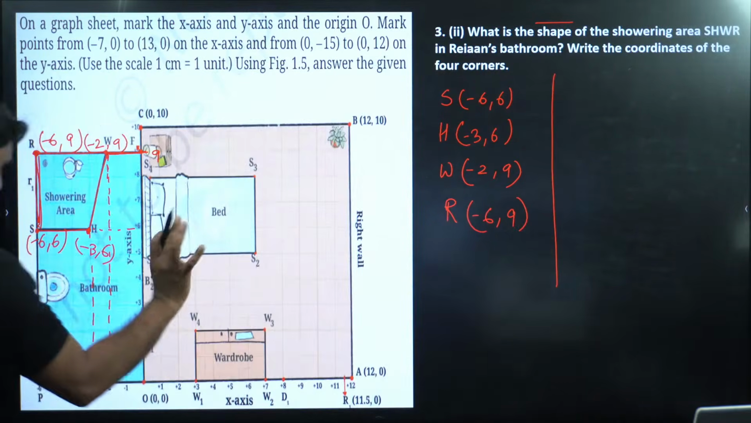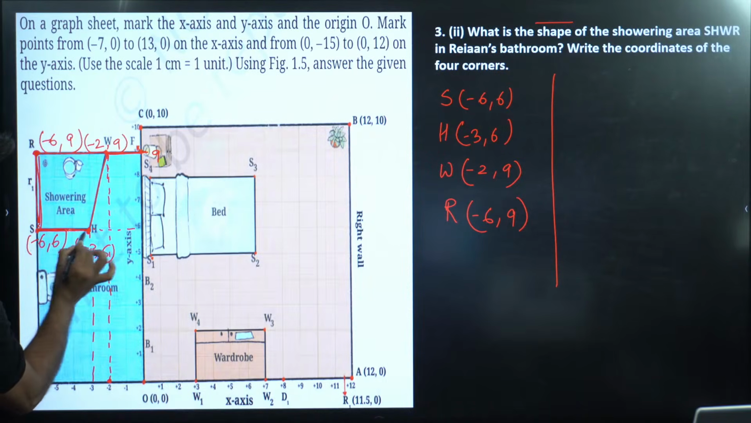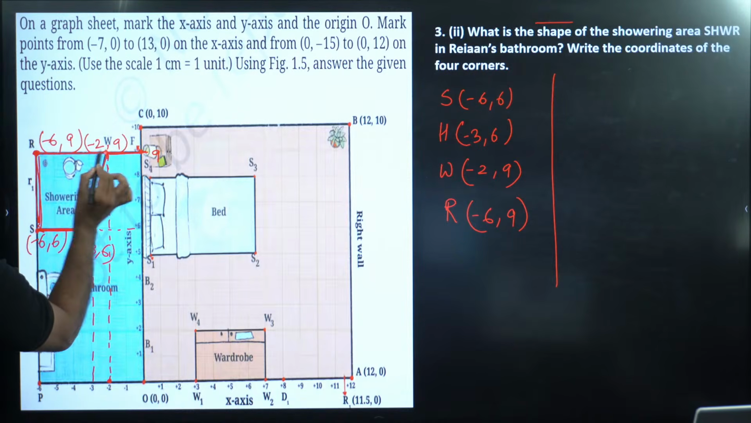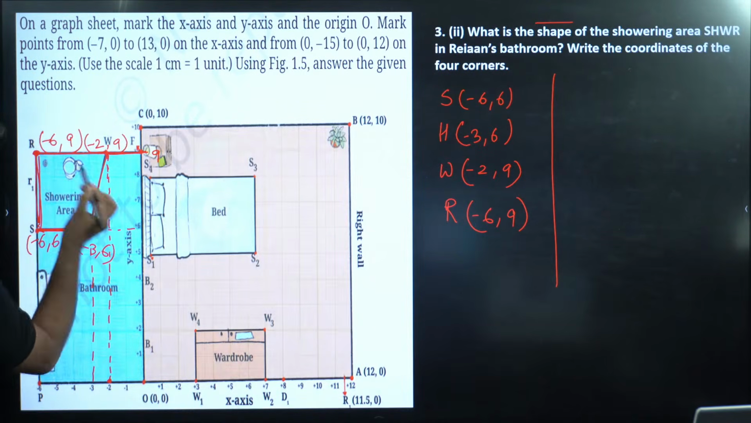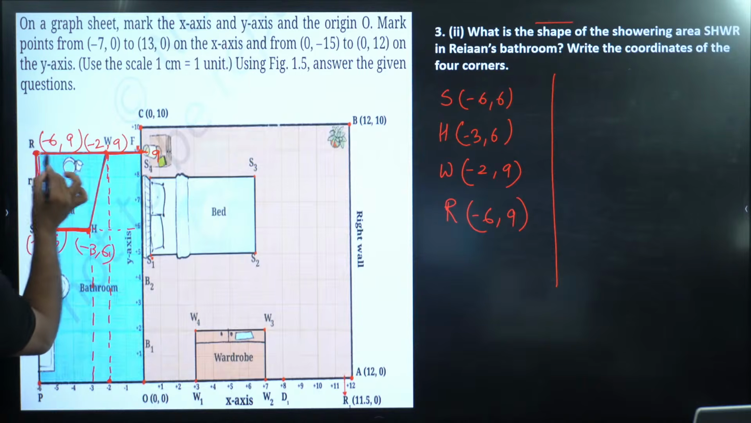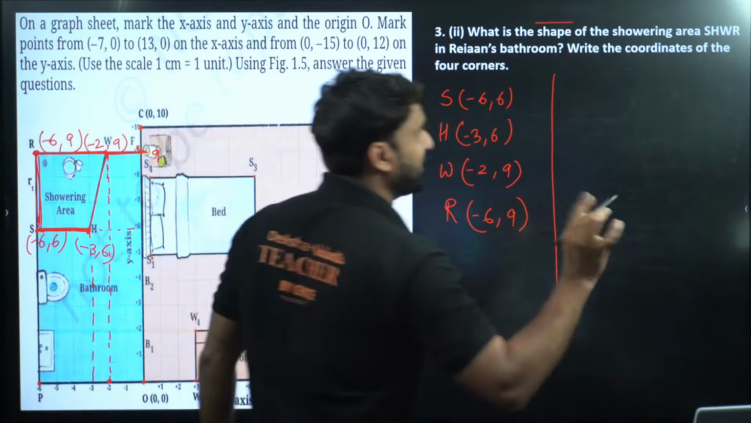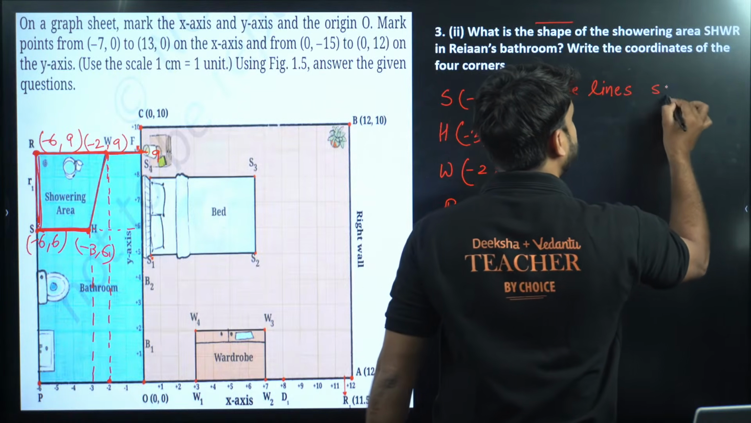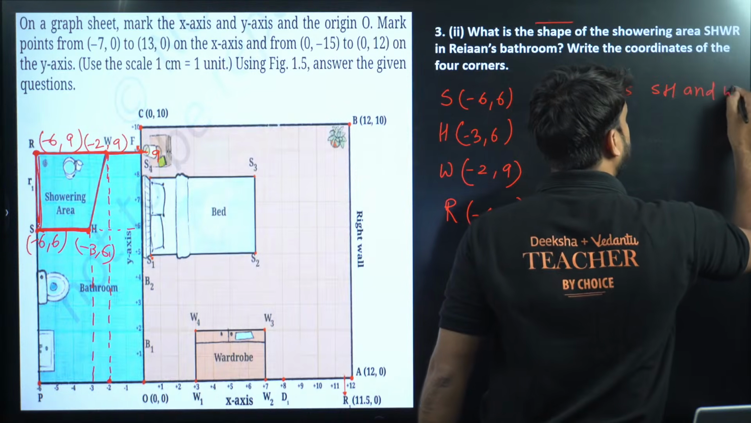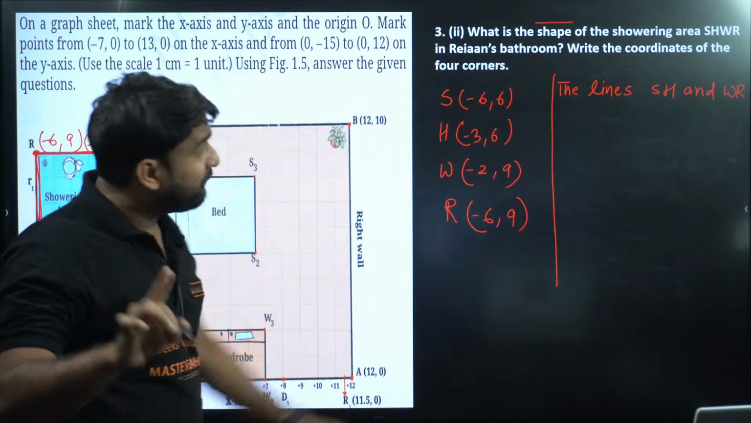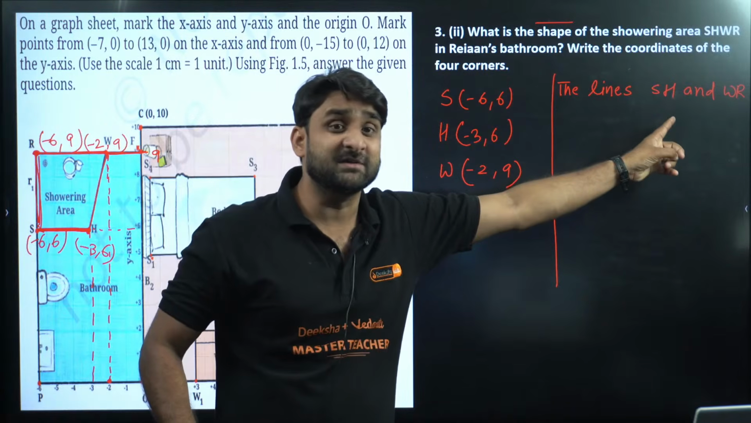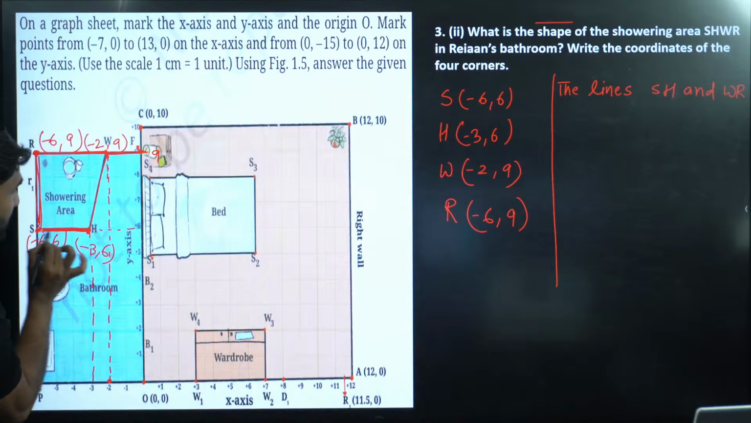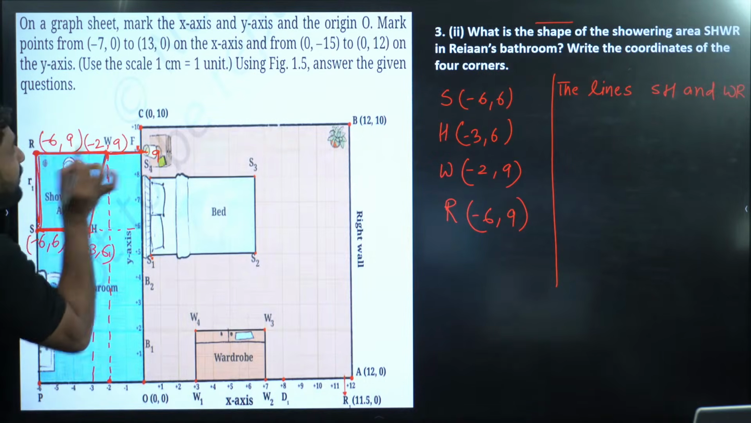Focus here. This line has y coordinate 6, 6 and this line has y coordinate 9, 9. So it proves that the lines SH and RW are parallel to each other. The lines SH and WR. Please focus here. Why am I writing this? Because the y coordinate of both the lines is the same.